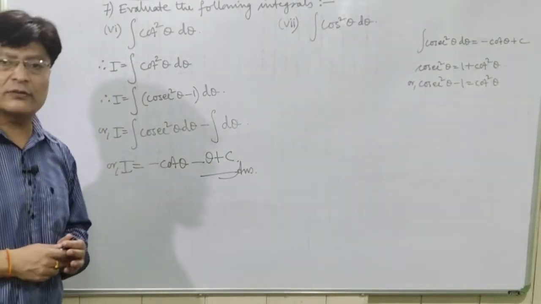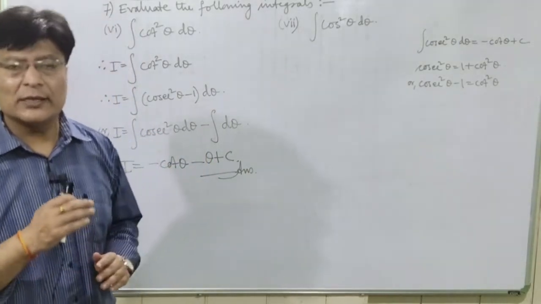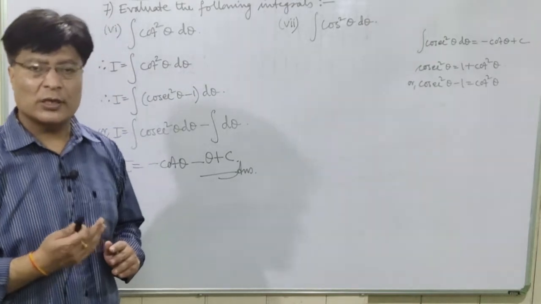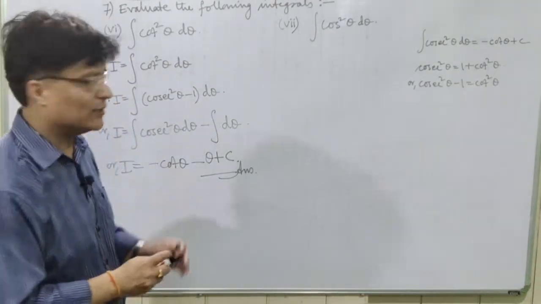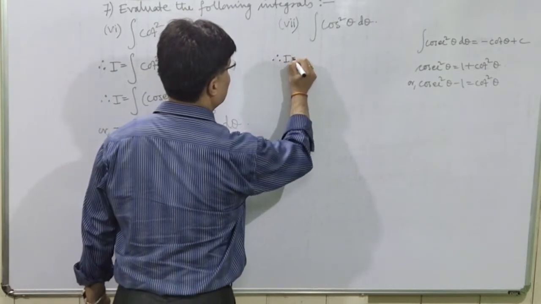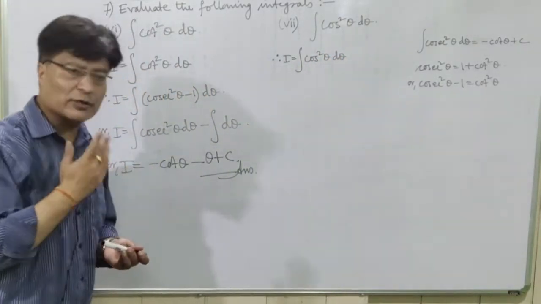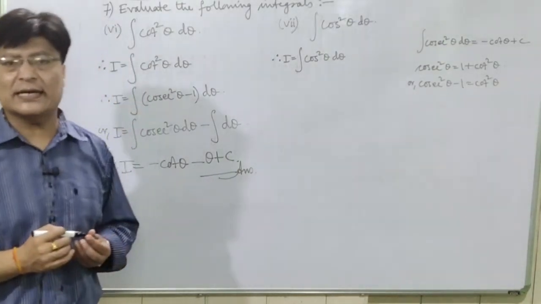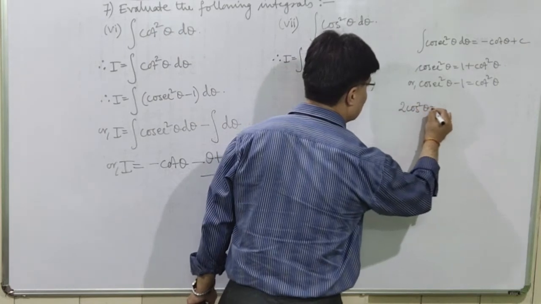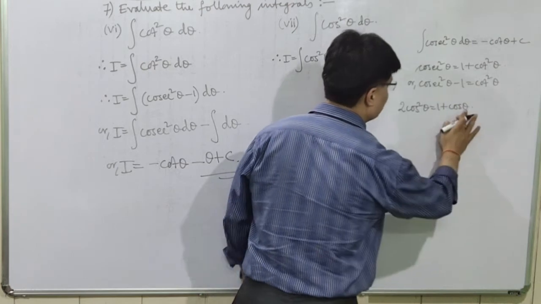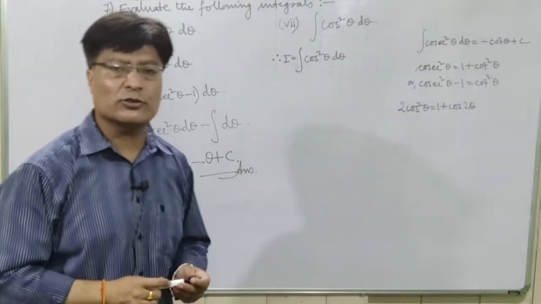That is, how will you integrate cos square theta d theta? So I already told you that whenever there is sine square and cos square, you have to use the formula from multiple angles. That is, you may use 2 sine square theta for sine square theta and 2 cos square theta form for cos square theta. Okay, so now in this case, therefore I is equal to integration of cos square theta d theta, right? What is that multiple angles formula? This is 2 cos square theta is equal to 1 plus cos 2 theta. You know this formula, isn't it? 2 cos square theta is equal to 1 plus cos 2 theta.